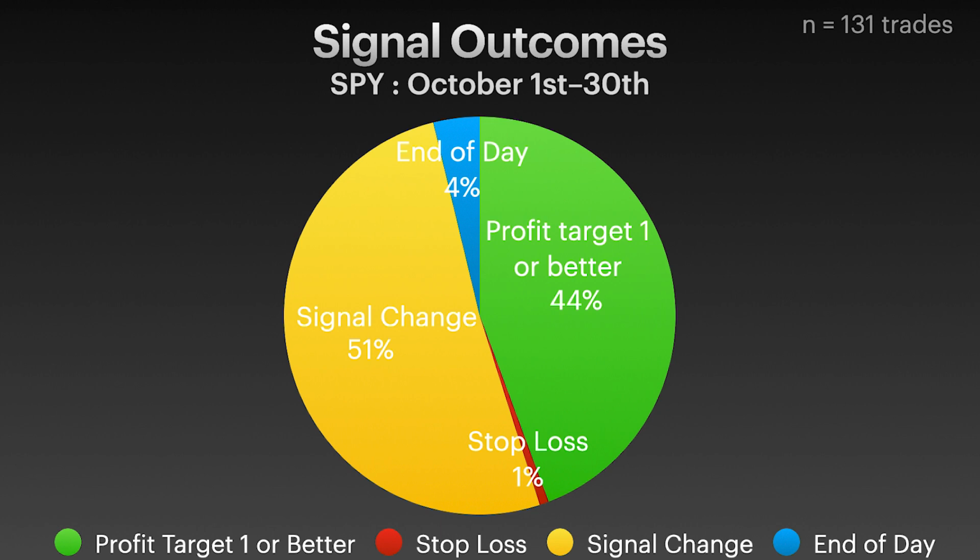Here are the outcomes of the SPY signals. 58 signals, or 44%, resulted in profit target 1 or better. 67 signals, or 51%, resulted in a signal change for either profit or loss. 5 signals, or 4%, resulted in closing the position at the end of the day for either profit or loss, and only 1 signal, or 1%, hit its stop loss.